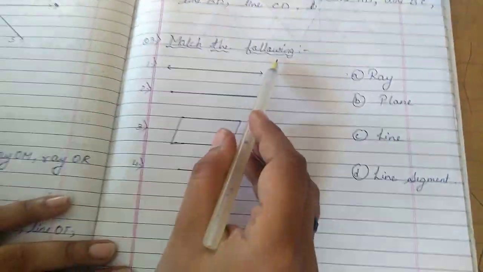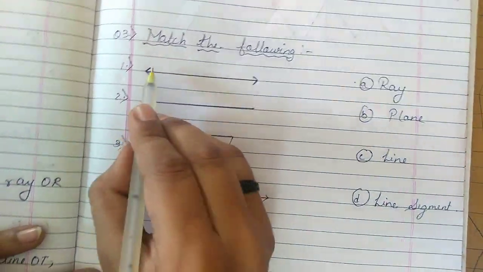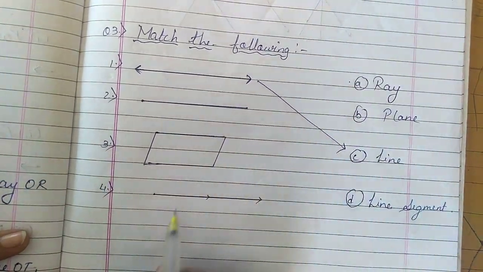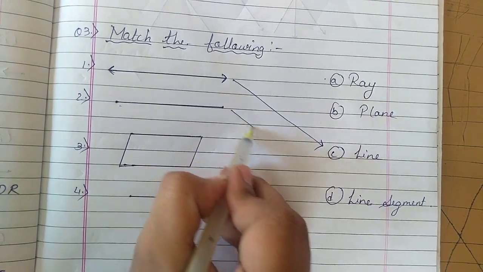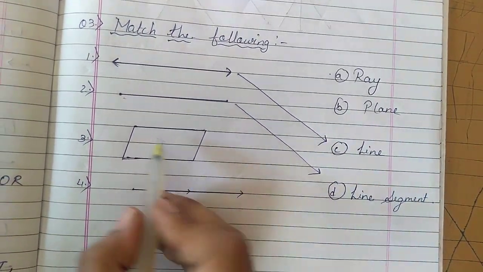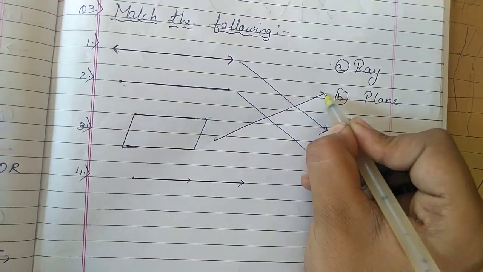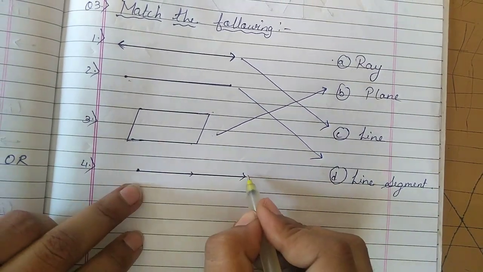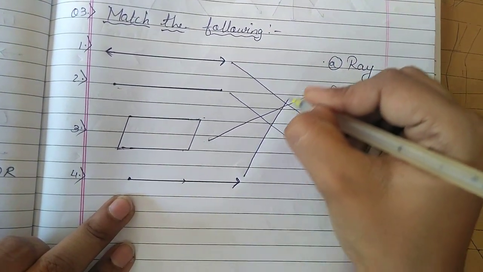Okay, now question number 3, match the following. Now two endlessly arrows are there, so this is line. Two dots at the end, that is line segment. This is plane surface, so you will say this is plane. One end is a dot, another is arrow, so this is ray.